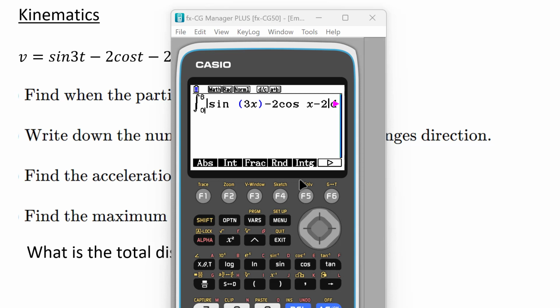And when I press enter here, it's going to tell me the answer. It took a little bit of time because it's quite a complicated function and it's having to do the absolute value as well. So this is the total distance travelled, an accumulation of all the distance it travelled to the left plus all the distance it travelled to the right.